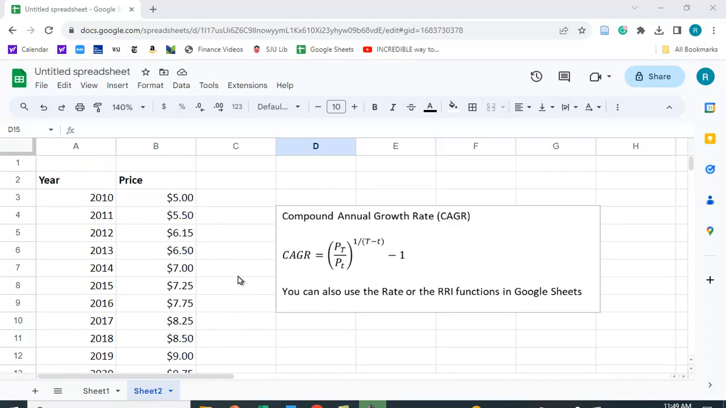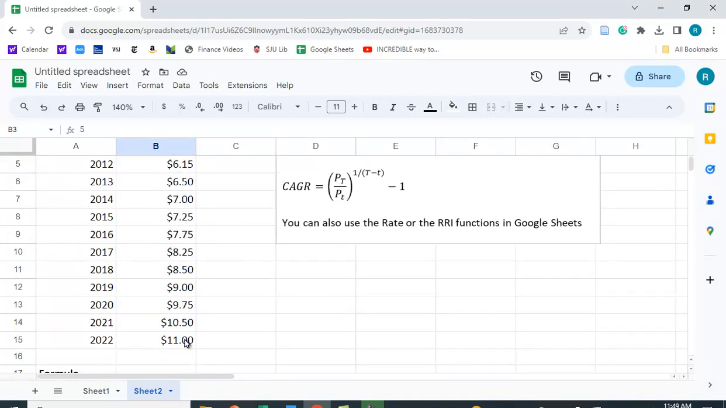Now we could calculate the average return by looking at the return from $5 to $5.50, from $5.50 to $6.15, and get a return for each one of these periods, add them up and divide by the number of observations. Okay, but that's not going to give us a compound return. Here we want to know what's the return of going from $5 in the first period to $11 in the final period.